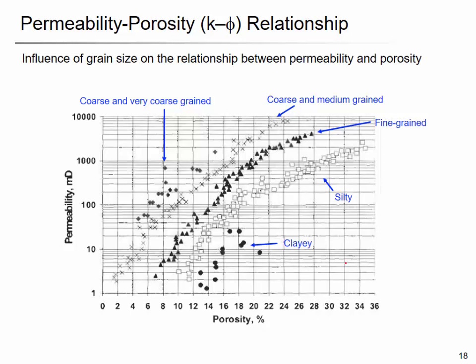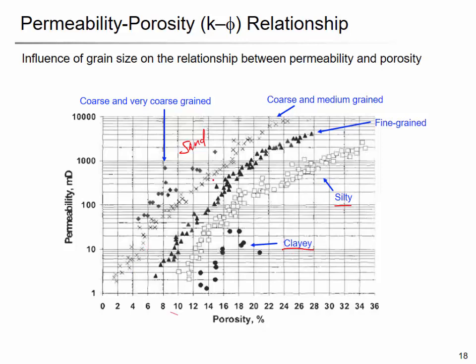And this figure shows the influence of grain size on the relationship between permeability and porosity. Porosity is on the x-axis and permeability is on the y-axis, also in logarithmic scale. And what do we see? The left side points are the coarse and very coarse grain. And as you go toward the right side, it gets finer. So here maybe sand, and coarse and medium grain, and fine grain, and silty rock, and the claystone, right?